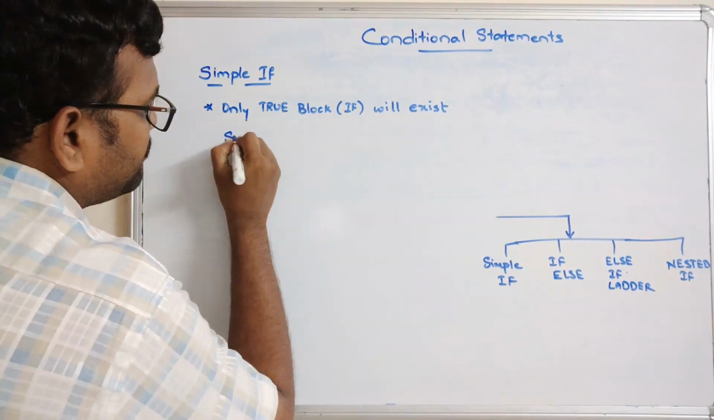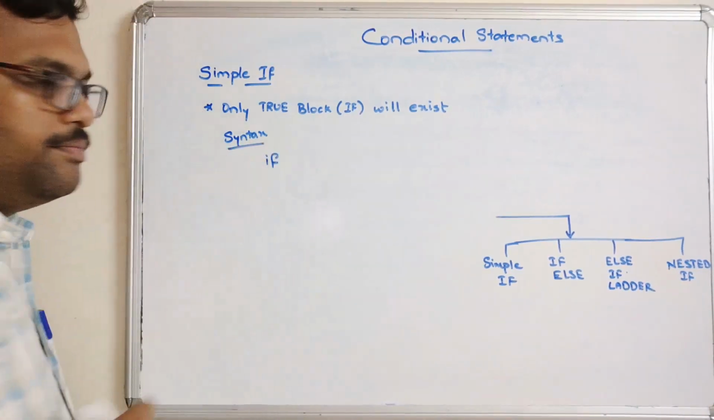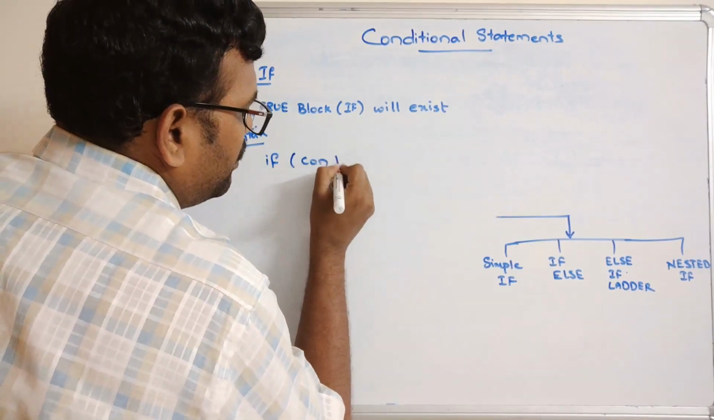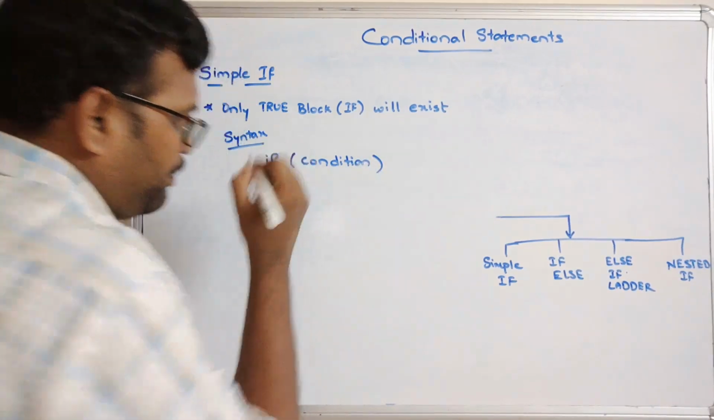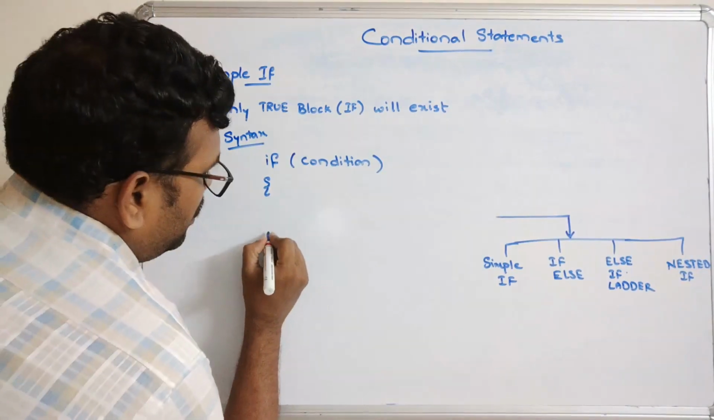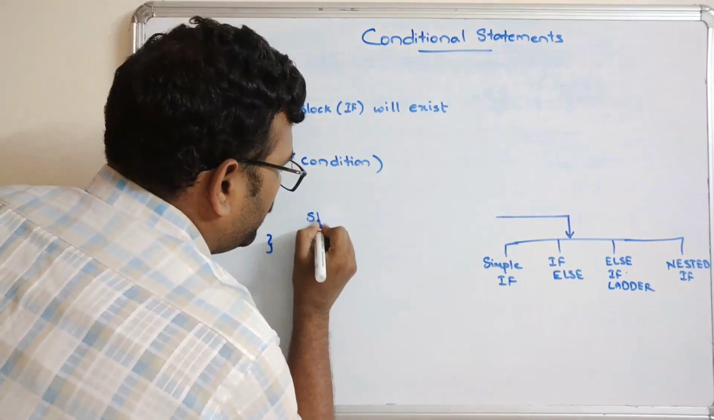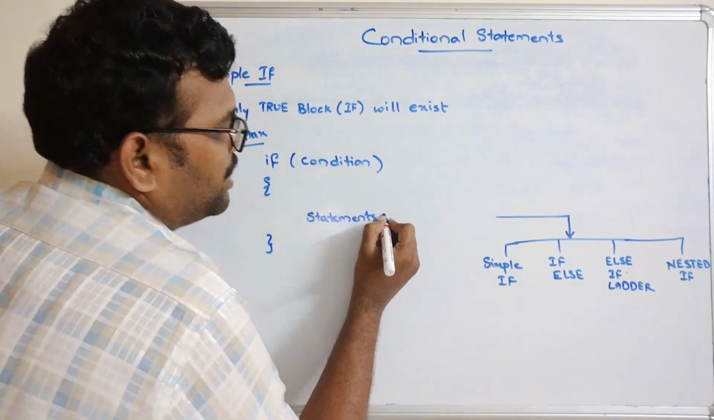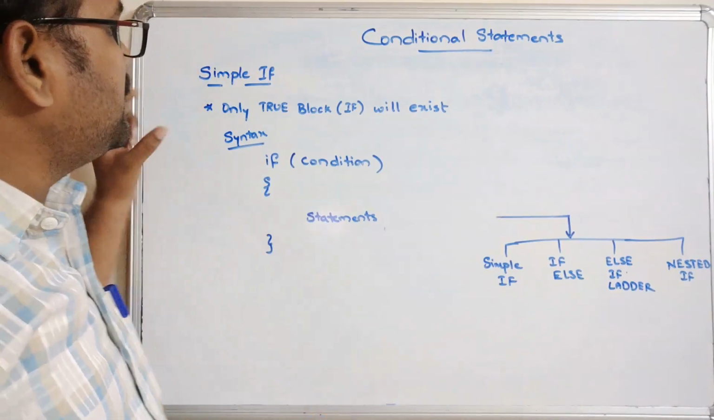So the syntax for this simple if is a keyword, small letters, lowercase letters, and parentheses. Write down the condition here, and open the curly braces in order to represent multiple statements, that means a block of statements. That's it. So this is the syntax, and here we have to write down the statements. We can write one statement or more than one statement, depends upon our logic, right? This is called as simple if.